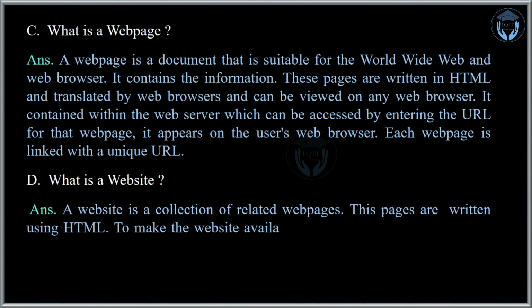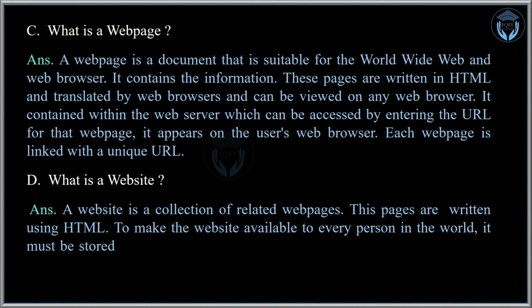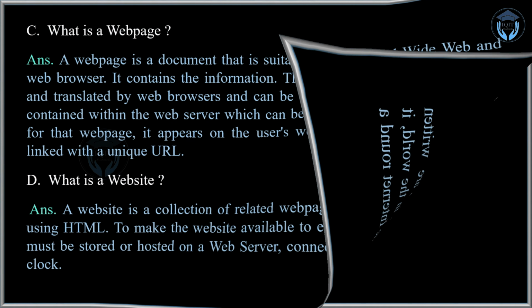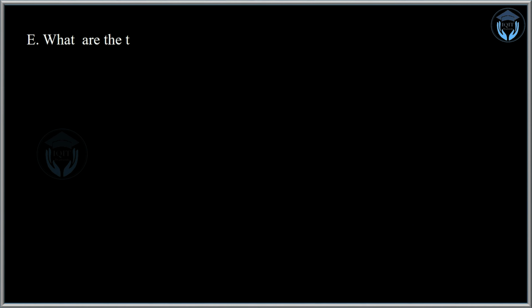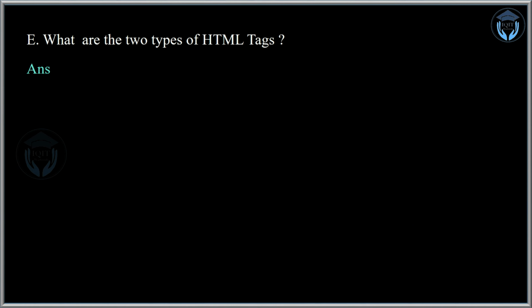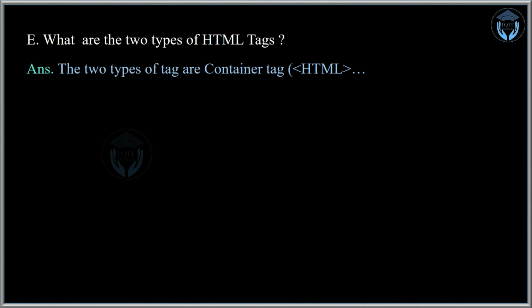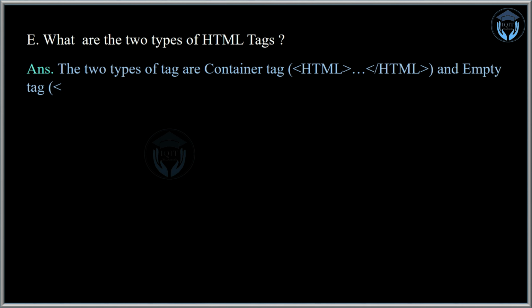To make the website available to every person in the world, it must be stored or hosted on a web server, connected to the internet, round the clock. E. What are the two types of HTML tags? Answer. The two types of tag are container tag, as opening closing HTML, and empty tag, as BR.